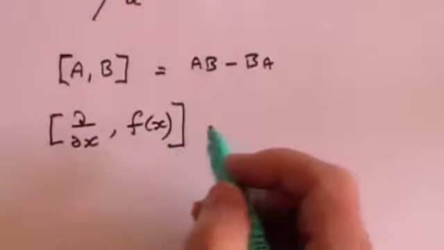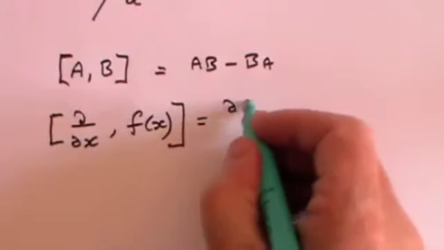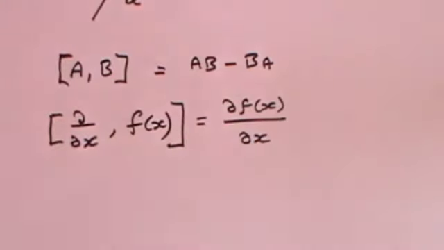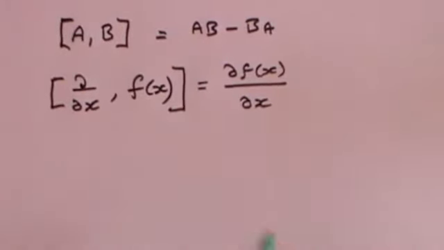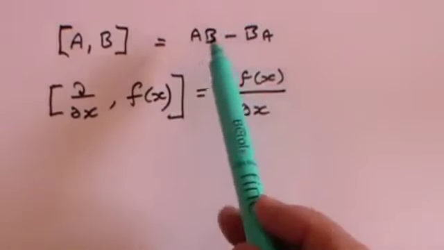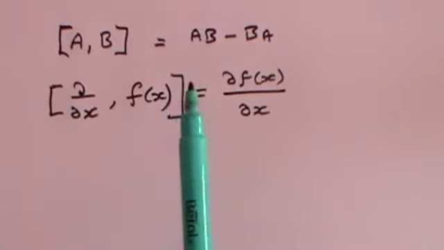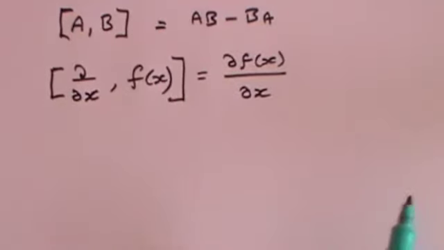That's my commutator. And I'm going to show that that actually equals df(x)/dx. It doesn't equal 0. So let's just do the quick proof. Remember that the commutator is AB minus BA, so it's going to be that times that minus that times that. So let's just write that out.